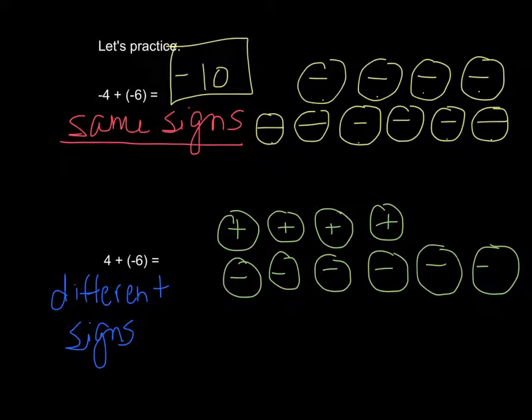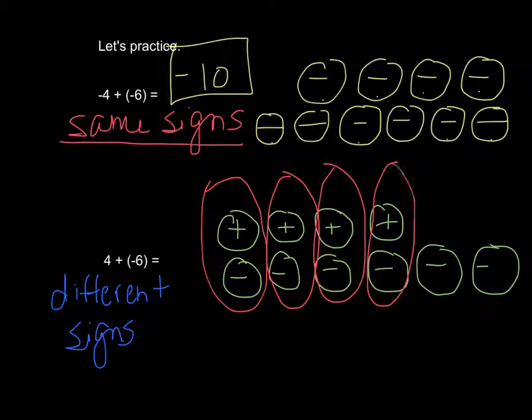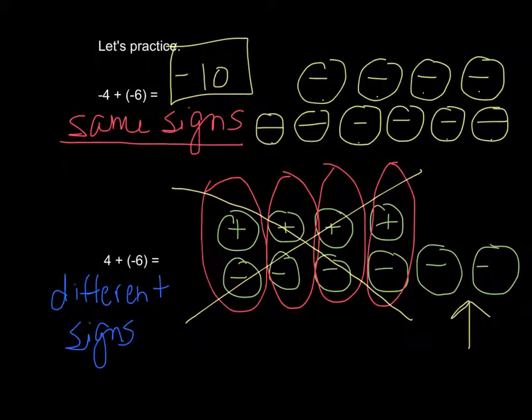So what we can do is go ahead and circle our zero pairs. Remember, a zero pair is a positive integer chip with a negative integer chip added together. So we have 1, 2, 3, 4. I can get rid of all of these zero pairs because they just add up to 0. There's no reason to look at those anymore. Our answer is going to be what's left over, and what's left over are 2 negative integer chips. So the answer to 4 plus -6 is -2.